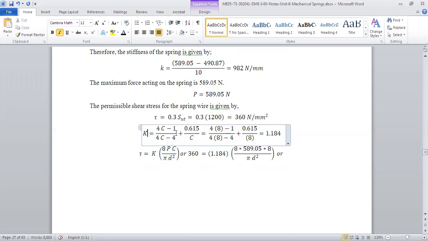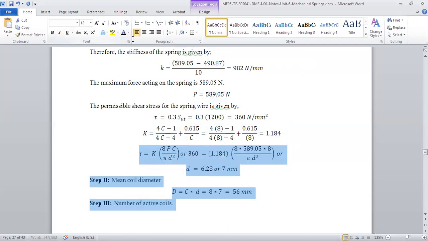So K is equal to (4C minus 1) upon (4C minus 4) plus 0.615 upon C. Here C is given as 8. So 4 into 8 minus 1, 32 minus 1, 31, upon 32 minus 4, 28, plus 0.615 upon 8. That comes to 1.184. So the wall factor in this case, when C is 8, is 1.184. So we just put in the values: tau as 360, K is 1.184, 8 into P, the maximum load in the spring, 589.05, into C, 8.